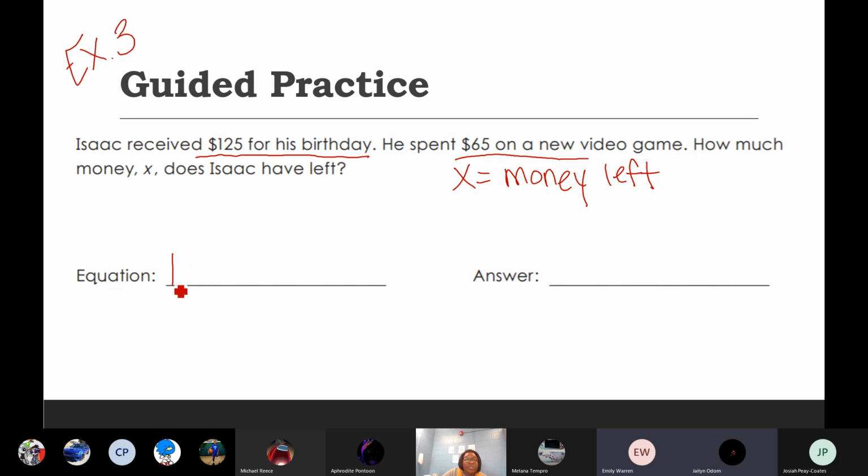So 125 minus 65 equals X. Remember, he had $125 in the beginning. He spent $65 of it on his new video game. And now what he has left is X. This is pretty simple. Can someone tell me, using your calculators, what is X? 60. Very good. And I actually want to make sure I write this correctly, $60.